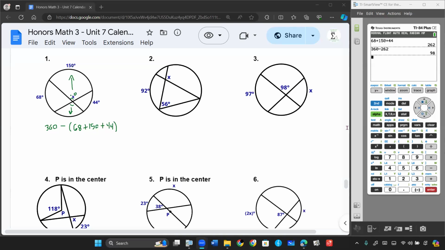Doing so gives me 98. So 98 degrees for the arc that's going to be on the bottom of that circle. And now I have the two arcs that x is facing.